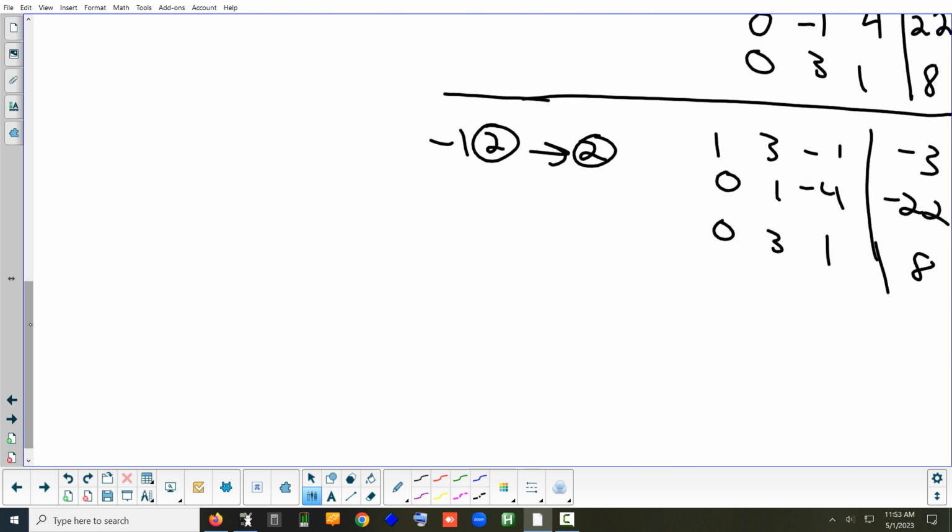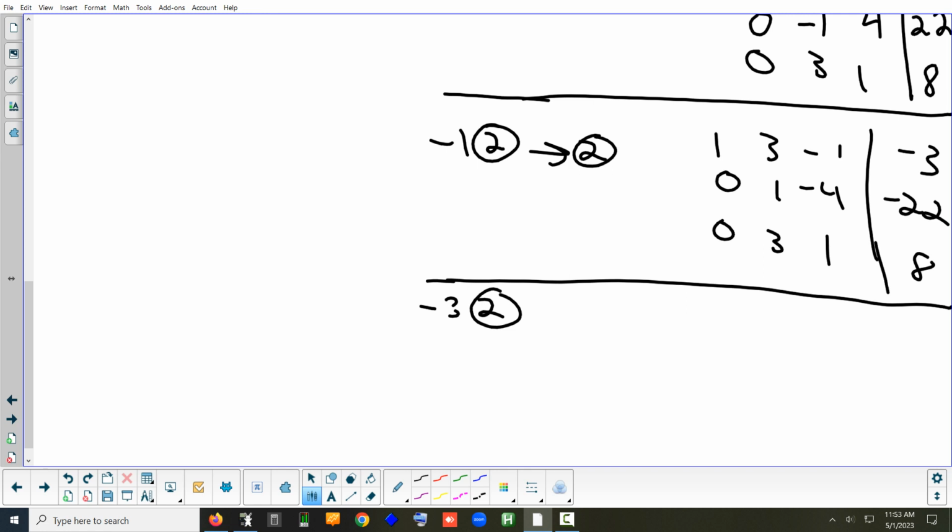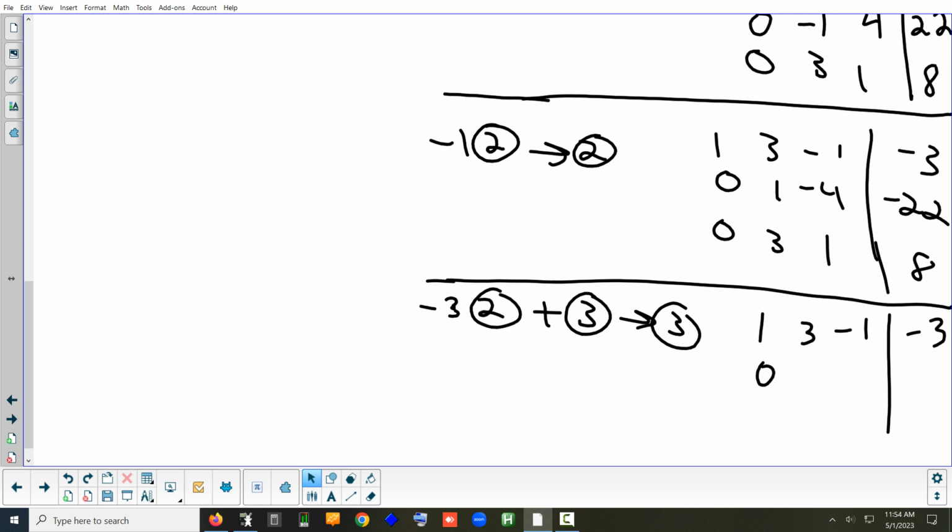So now, what row and column do we want to focus on next? Row 3, column 2, and we want to make that a 0. So, what would you multiply row 2 by to make that happen? Negative 3. Yep, negative 3 times row 2, added to row 3, and replace row 3. So what stays the same? 1 and 2. 1, 3, negative 1, negative 3. 0, 1, negative 4, negative 22.